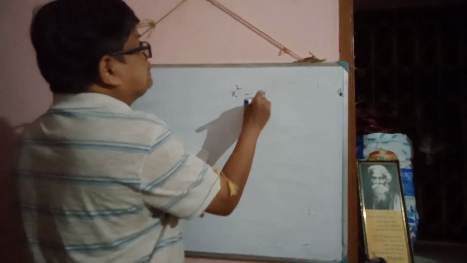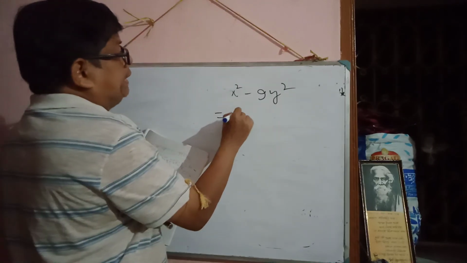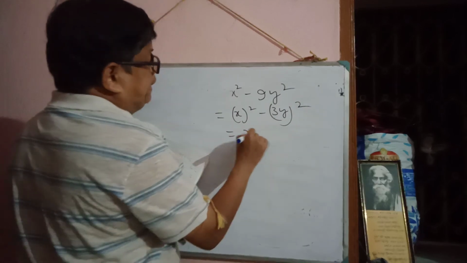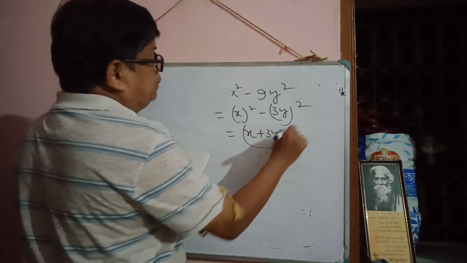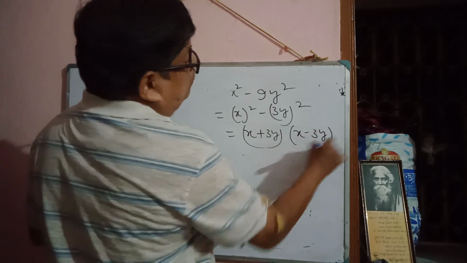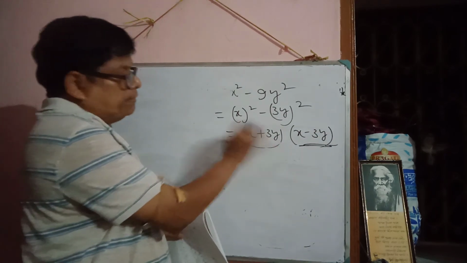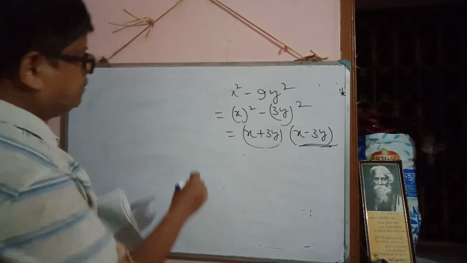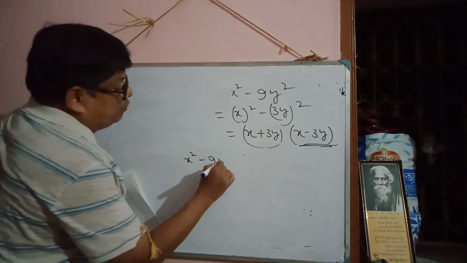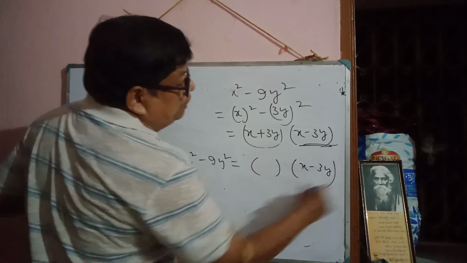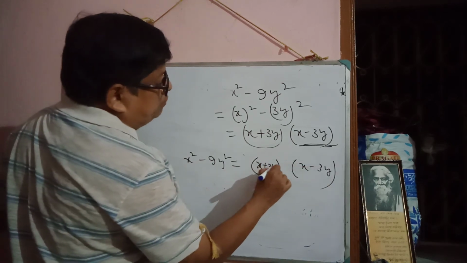Suppose x square minus 9y square. We can write x whole square minus 3y whole square. So write x plus 3y into x minus 3y. One factor is given, write the other. So x square minus 9y square equals this into x minus 3y. So you have to write x plus 3y. This is the answer.